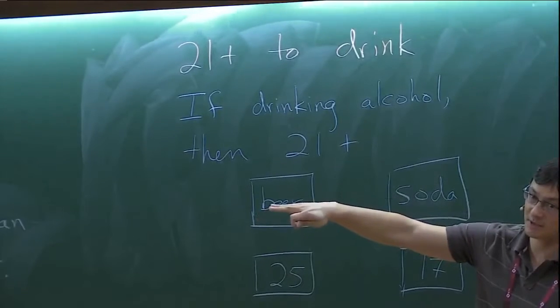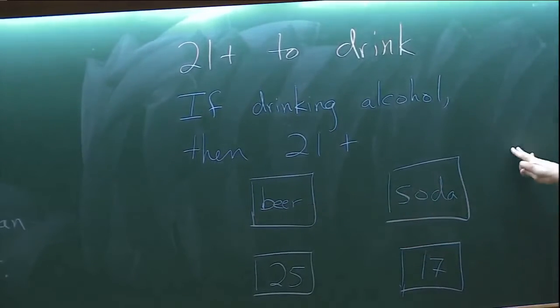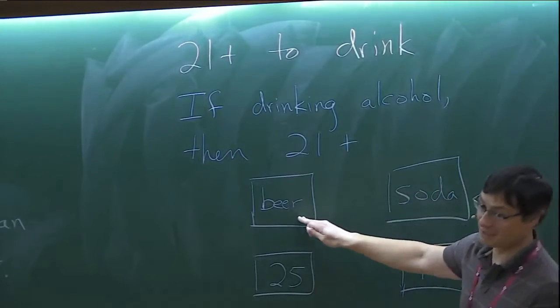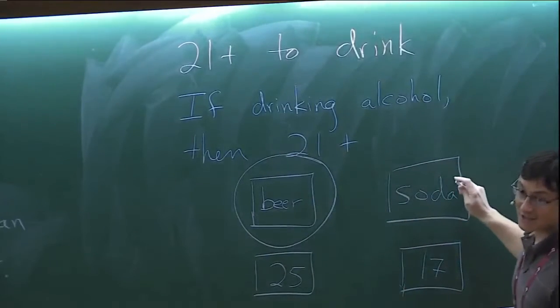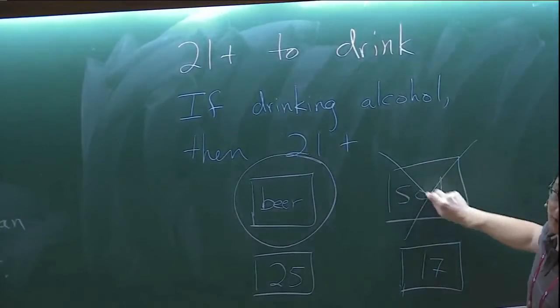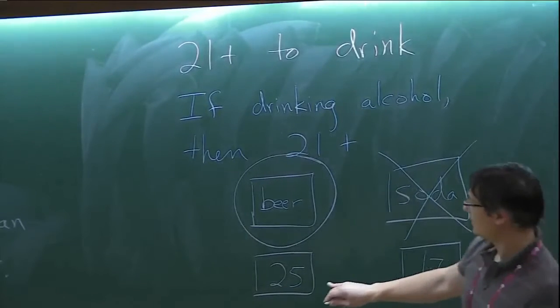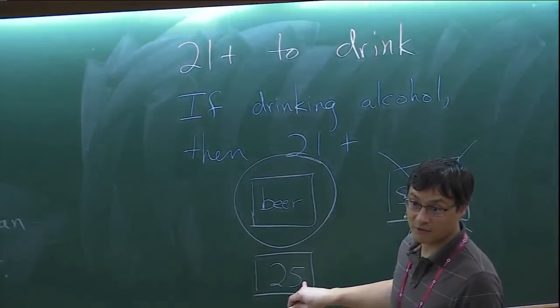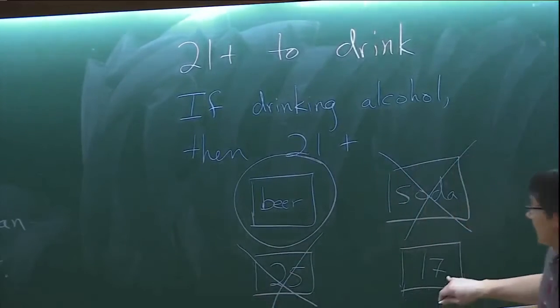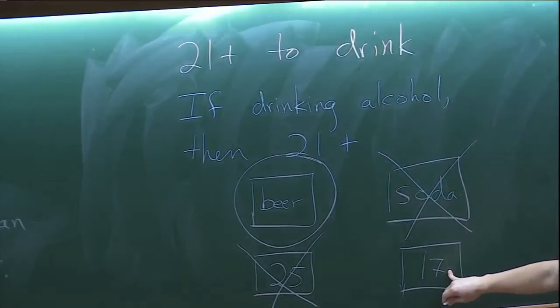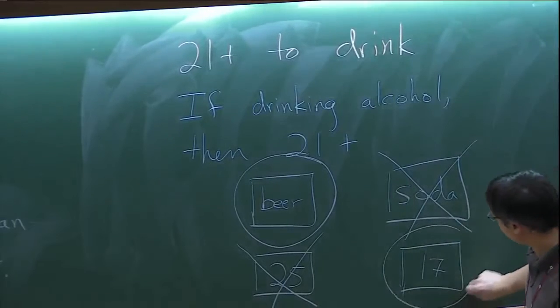It's the key statement. Yet when you look at this, it's obvious. You say, well, this guy's having a beer, I should check his ID. This guy's having soda, I don't care how old he is. He's 25, he can drink whatever he wants, I don't care what he's drinking. But here's a 17-year-old, I better check what they're drinking.